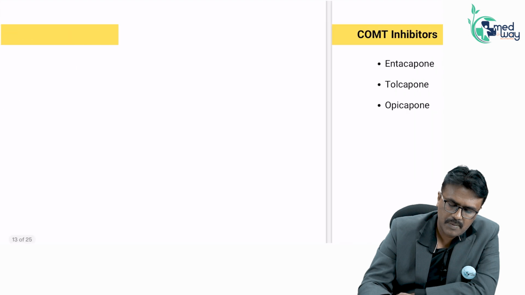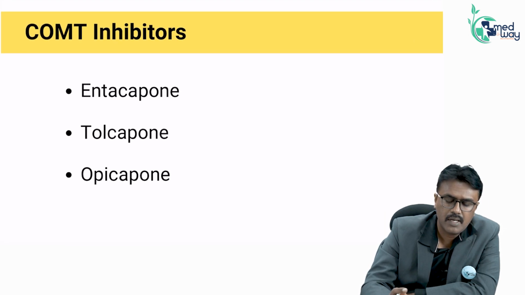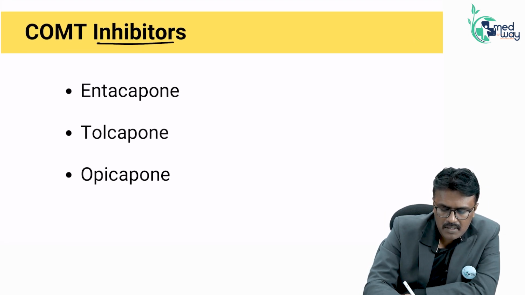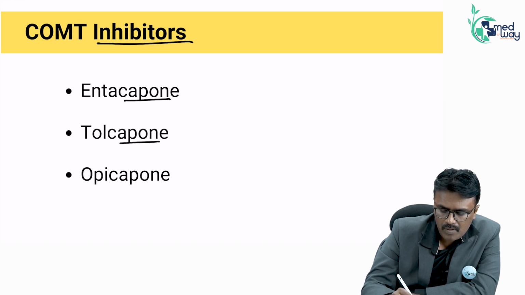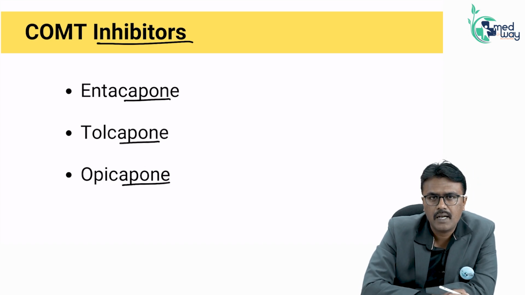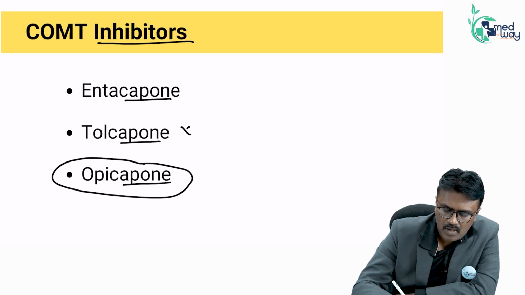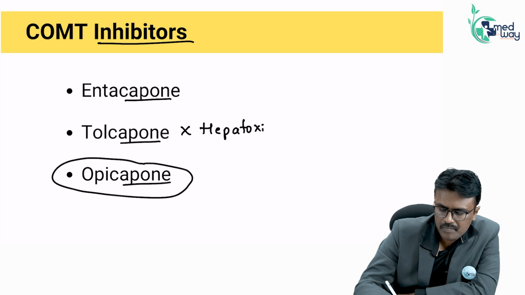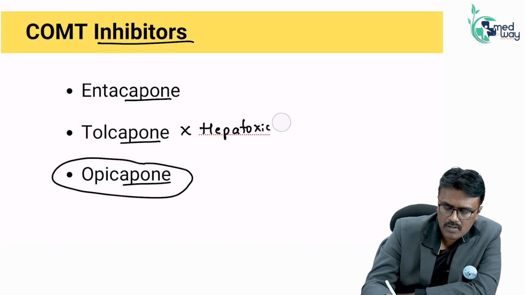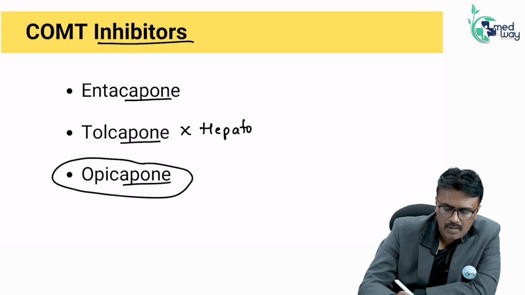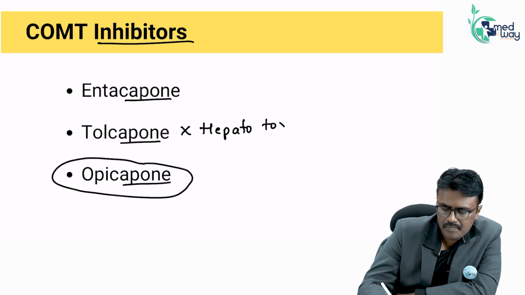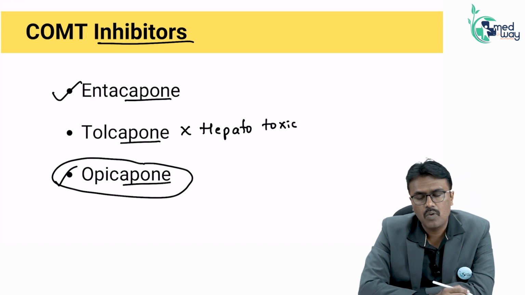Then let us move on to the next target. They are called COMT inhibitors. COMT inhibitors end with capone: entacapone, tolcapone, opicapone. Opicapone is a recent drug. Tolcapone is not used nowadays because of hepatotoxic problems. The drug is toxic to the liver, so it is not used. What is available now is entacapone and opicapone.